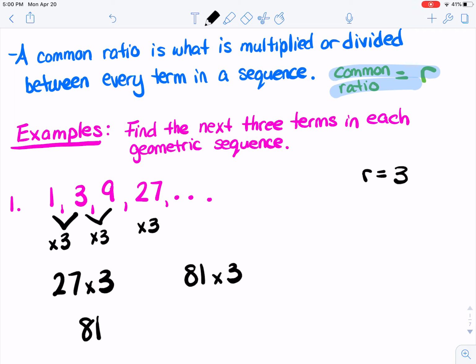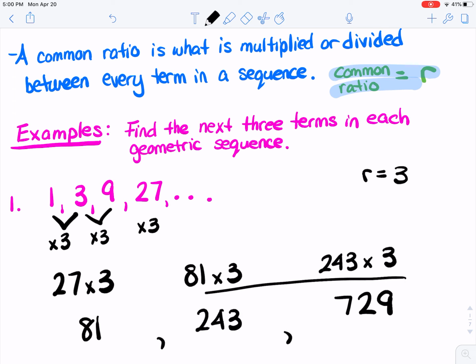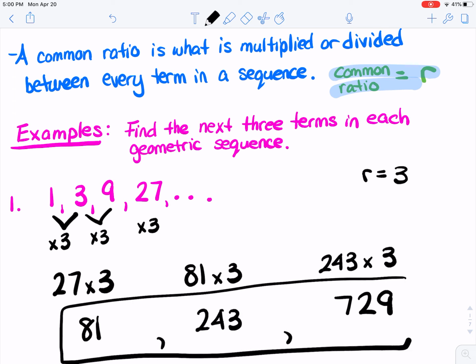Then I'm going to do 81 times 3. Get a little help from my calculator. 243. And then I'm going to take 243 and multiply that by 3. And I get 729. So my next 3 terms are 81, 243, and 729.